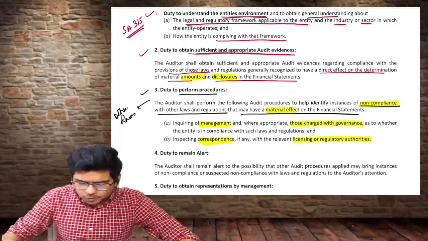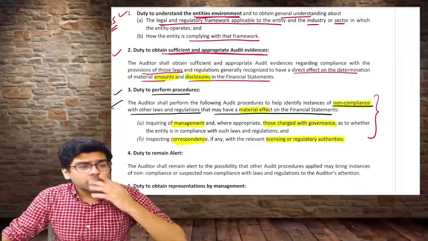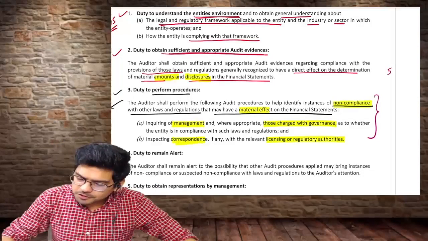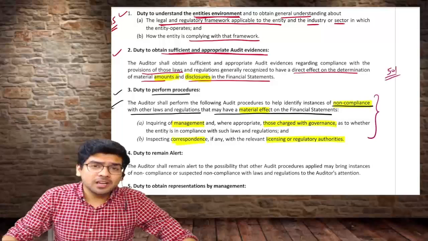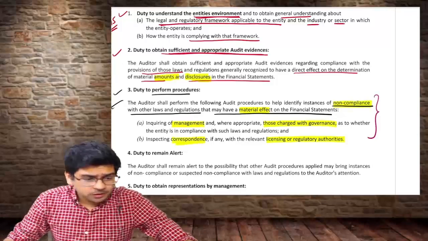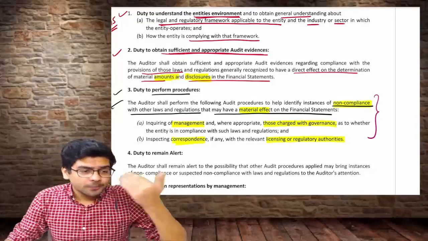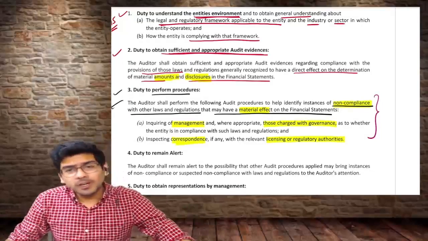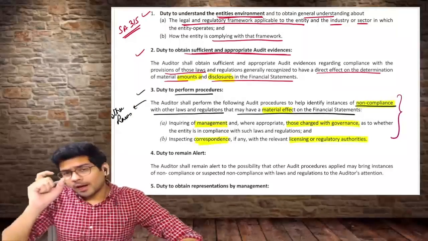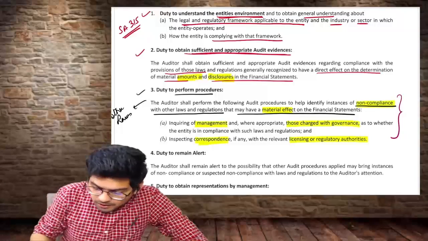In fact, if you want to know other procedures, you can refer to what you covered in 501. As far as litigations and claims are concerned, you can go through the minutes of the board meetings, because if there is a non-compliance, they must have discussed this matter also. So you can refer to the minutes of the board meetings also. These are some procedures which the auditor needs to perform in case of other laws. Just remember the words: in case of other laws.